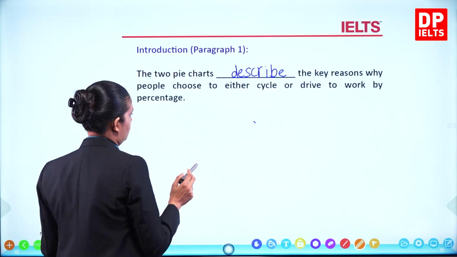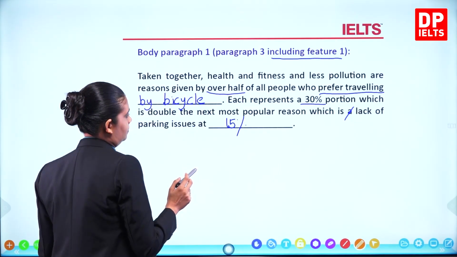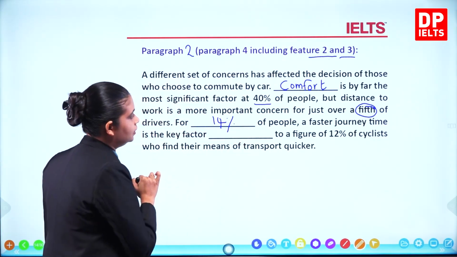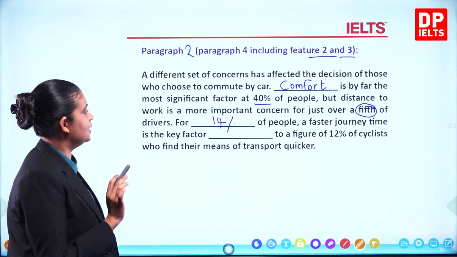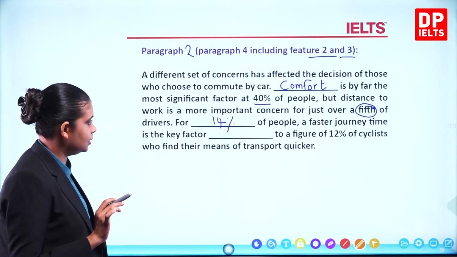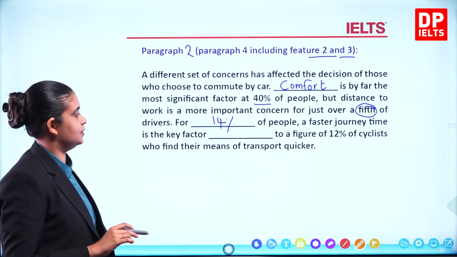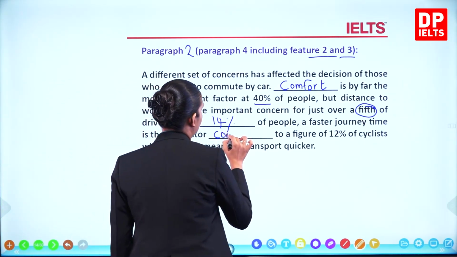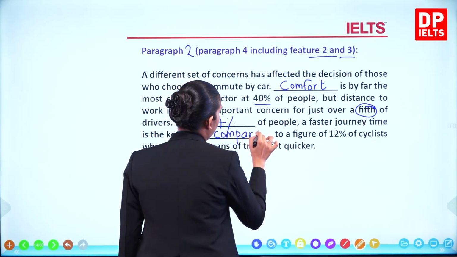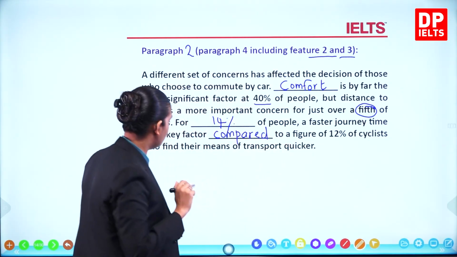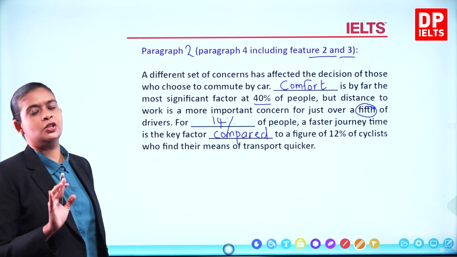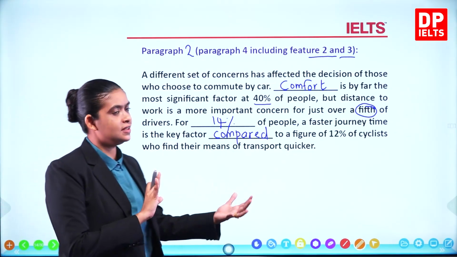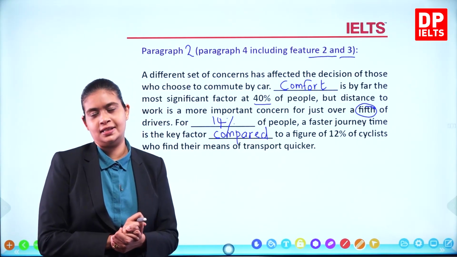14%, right? So 14% of people, a faster journey time is the key factor, compared to a figure of 12% of cyclists who find their means of transport quicker. All right, so now you can see how we have categorized this.